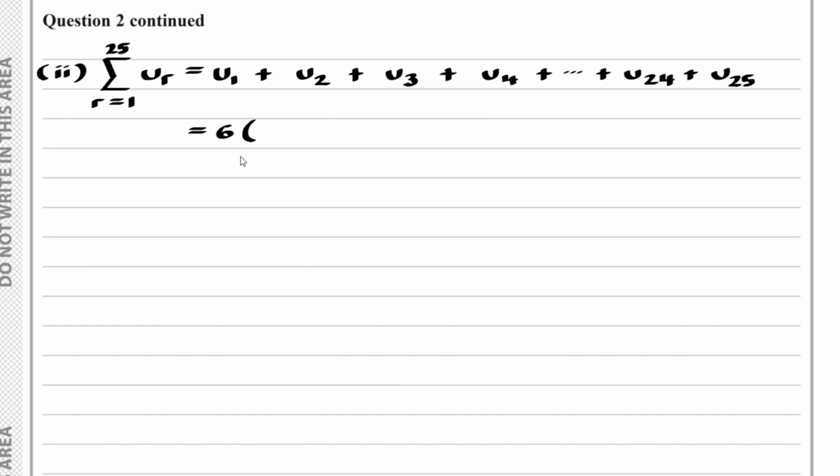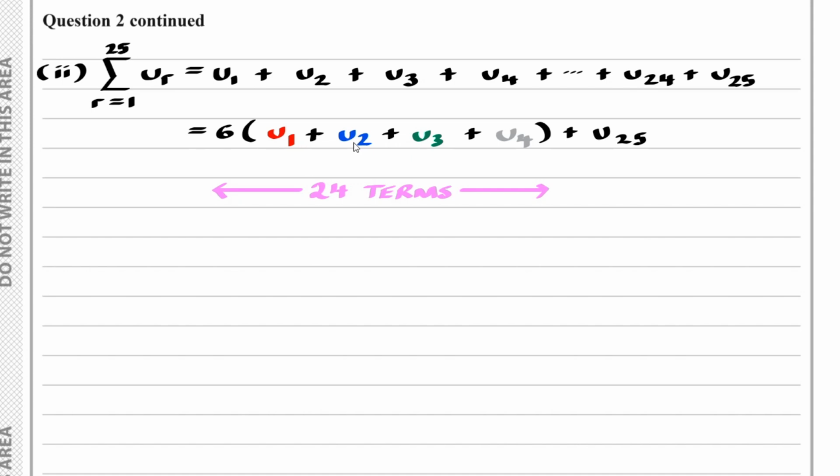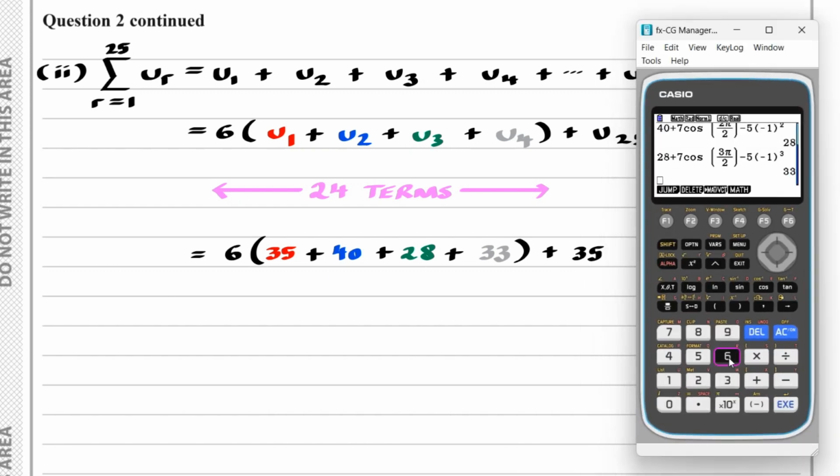So we have 6 multiplied by u1 plus u2 plus u3 plus u4, and this will give us the first 24 terms, and then we add on u25. We know what u1, u2, u3 and u4 are, so we have 6 multiplied by 35 plus 40 plus 28 plus 33, plus 35. And if we work this out, that gives us 851. So the sum from r equals 1 to r equals 25 of ur is equal to 851.